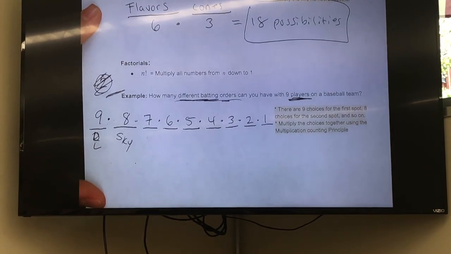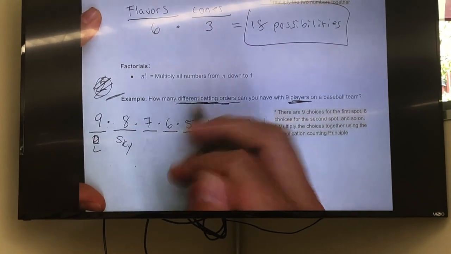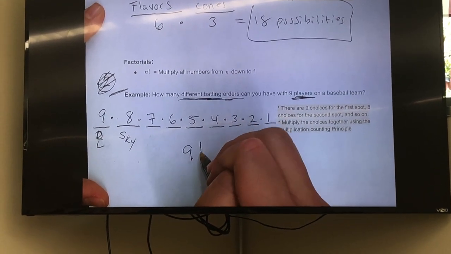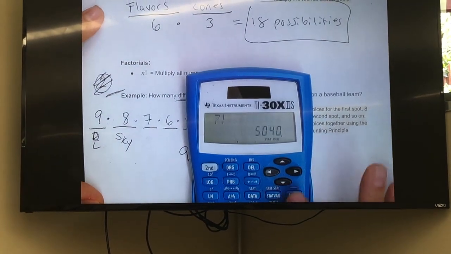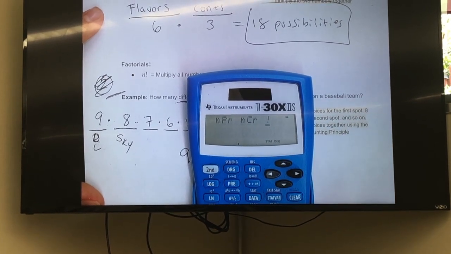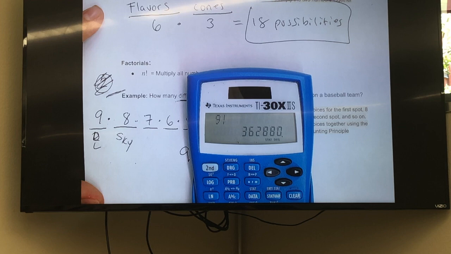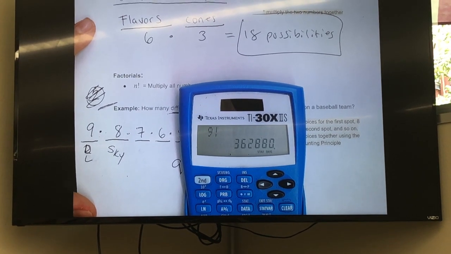Okay, so this, again, you don't want to type all of that into the calculator. We're going to use that fancy button called a factorial. Okay, so 9, probability, exclamation point, equals. That is 362,880.